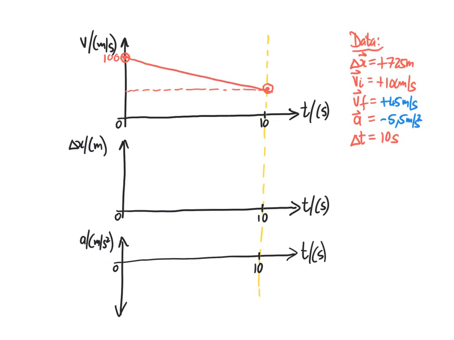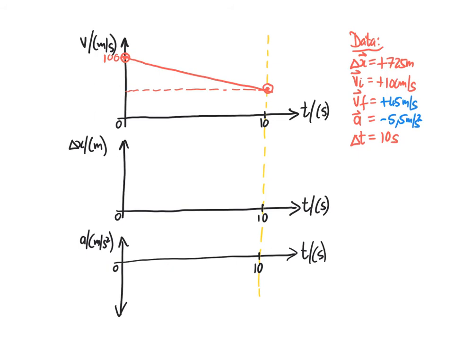And we know this because the gradient of a velocity time graph is the acceleration, and the acceleration is a negative constant, so this line has a negative gradient. This is the most difficult of the 3 graphs to draw, because this graph, as you will soon see, is a parabola and not a straight line as is this graph and this graph.